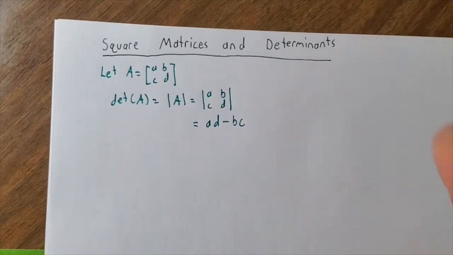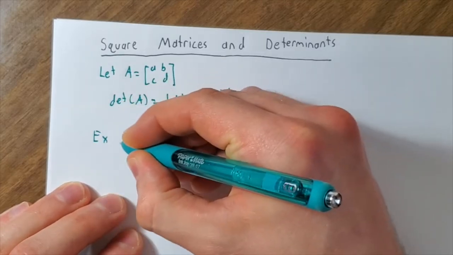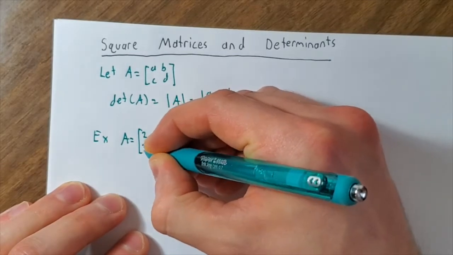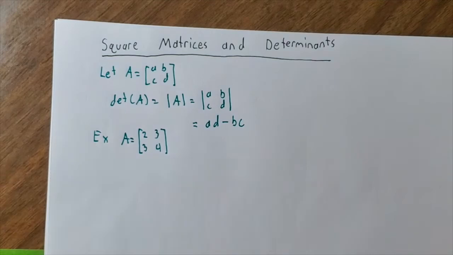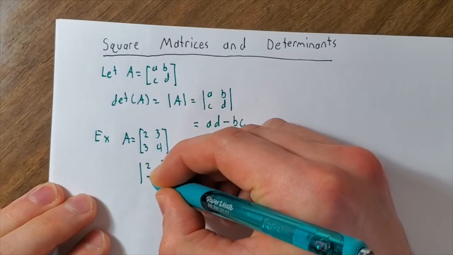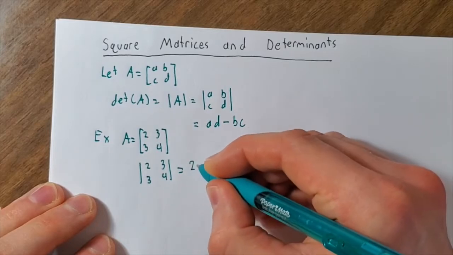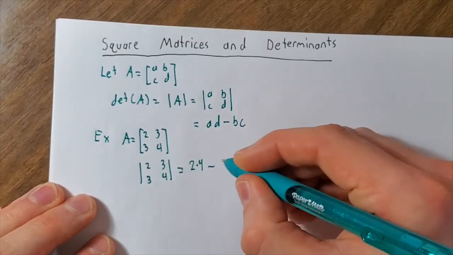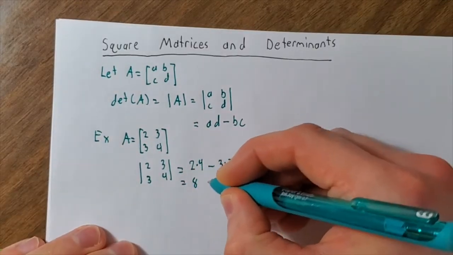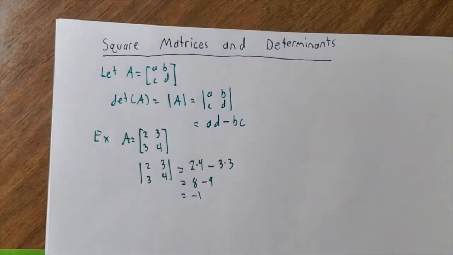Let's take a look at an actual example with some real numbers so we can get some practice here. So we'll have matrix A is equal to 2, 3, 3, 4. And if we want to find the determinant of A, we will say that's equal to 2 times 4 minus 3 times 3, which will get us 8 minus 9, which is equal to -1. So the determinant of this matrix is equal to -1.